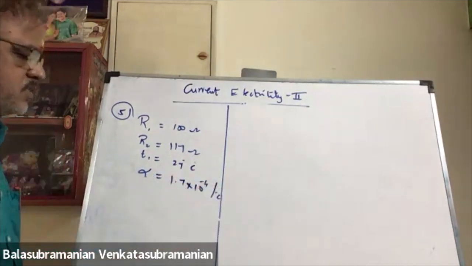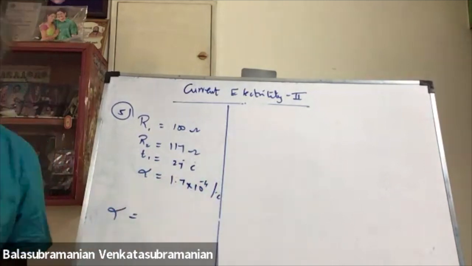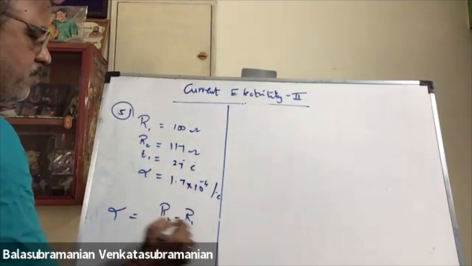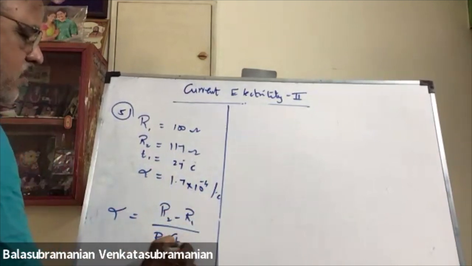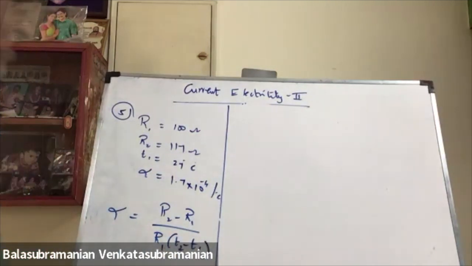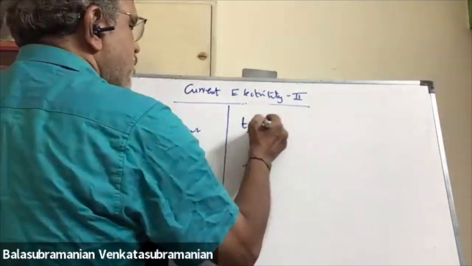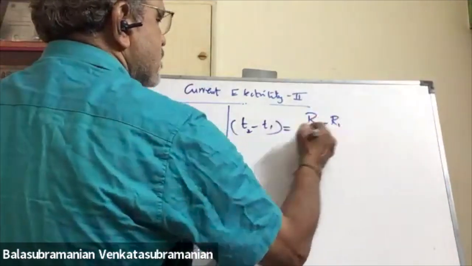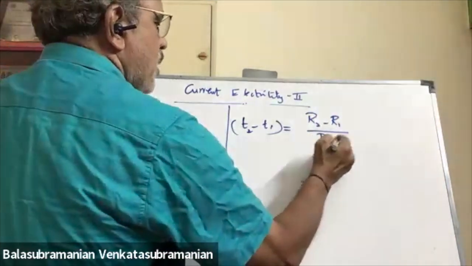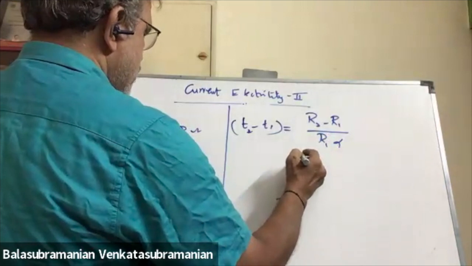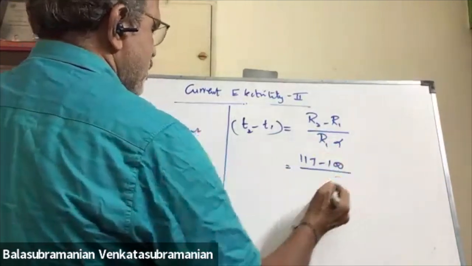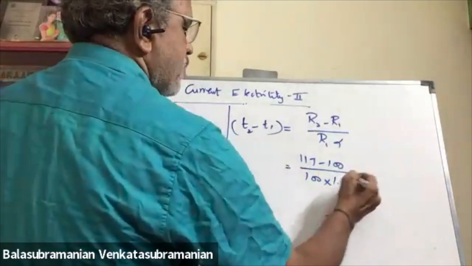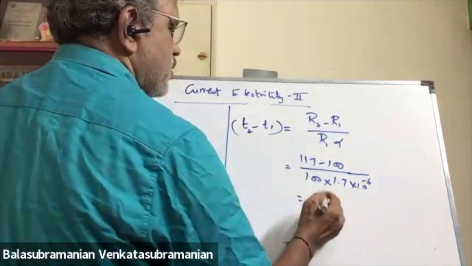per degree Celsius. Alpha is equal to R2 minus R1 by R1 into T2 minus T1. The question is T2, you have to calculate. First you calculate T2 minus T1, which is R2 minus R1 by R1 alpha: 117 minus 100 divided by 100 into alpha, which is 1.7 into 10 power minus 4.